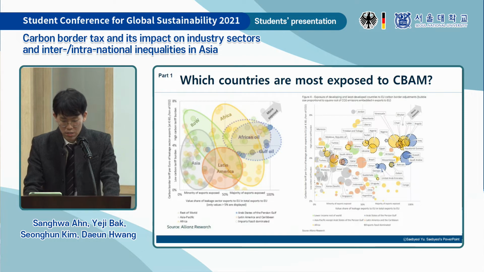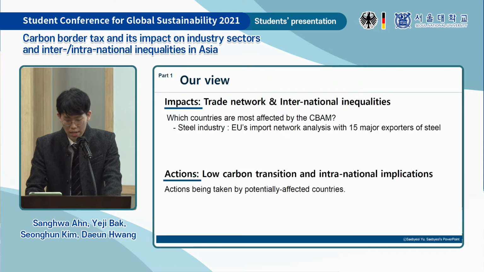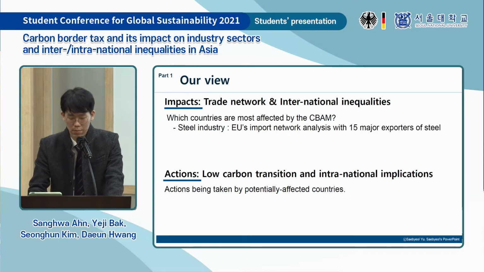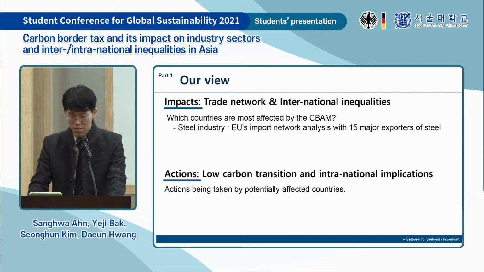Recent research on CBAM, for example the research by Allianz Research, specified which regions and countries are most exposed to CBAM. So similarly, we would like to demonstrate 2 points regarding CBAM: impacts and actions. First, with network analysis on the example of the EU's steel import, we would like to figure out different impacts of CBAM. Then, with actions being taken by affected countries, we would like to draw out national implications.